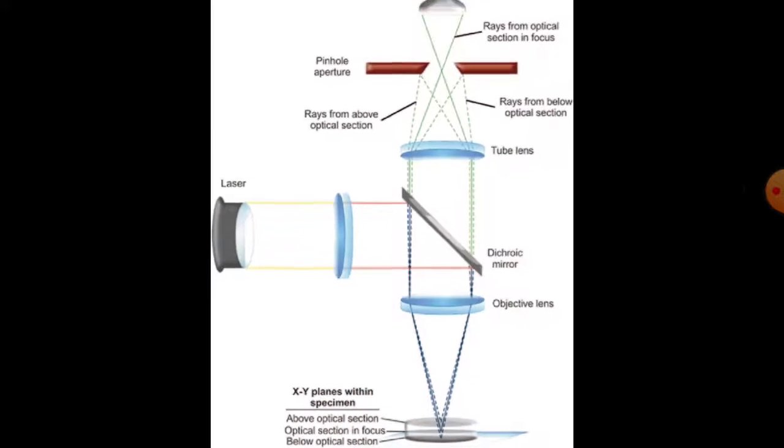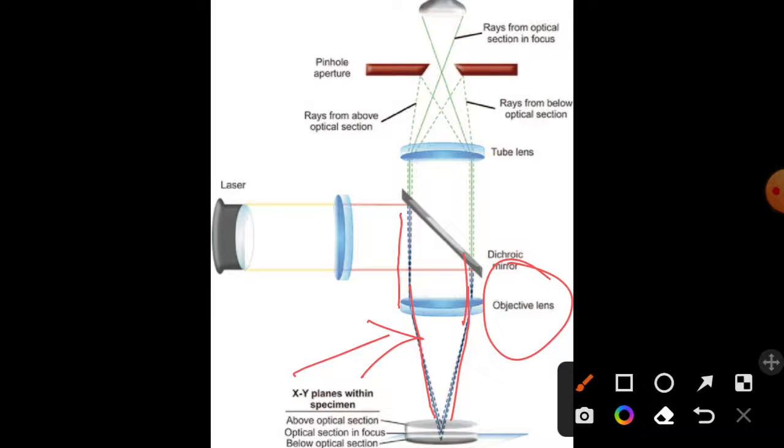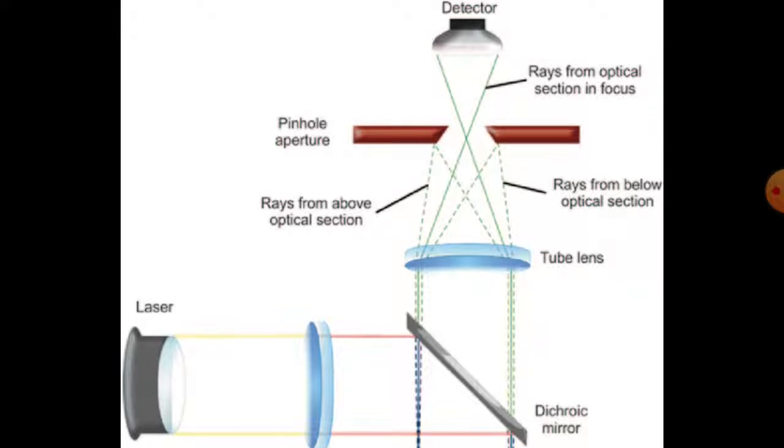Now the illuminated light will go back to the objective lens. Now the objective lens will act as an objective lens, and remember, the light that is coming from the specimen is known as emission light. This emission light is of higher wavelength, and the dichroic mirror will allow the higher wavelength to pass through. As a result, it will face a tube lens, and after that tube lens it will face the pinhole aperture.